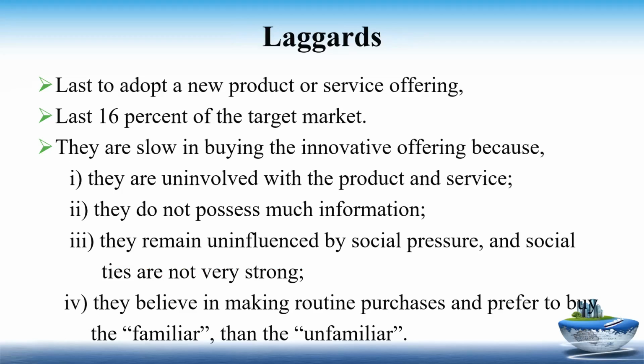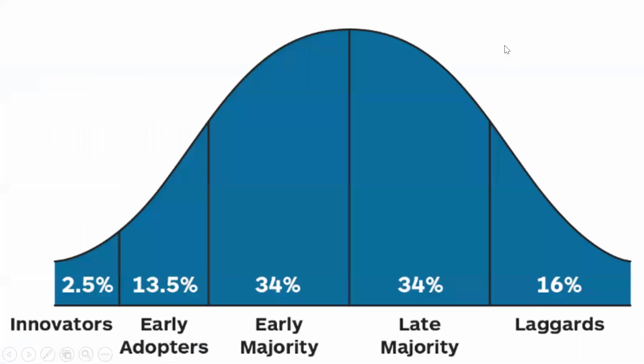They are very, very slow in buying the innovative offering because they are very uninvolved in the product or service category. They don't possess much information. They are not affected by social pressure and their social ties are not strong. They believe in making routine purchases and prefer to buy familiar products rather than unfamiliar products.